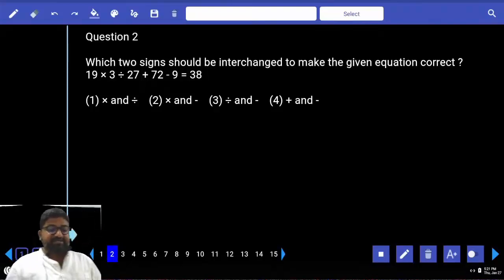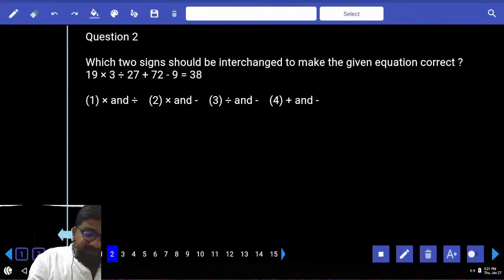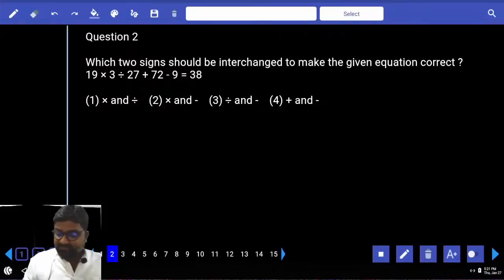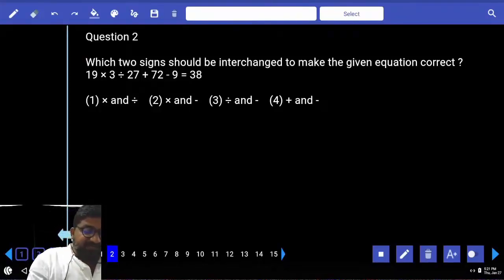Into and minus. So this becomes minus and this becomes into. Whatever you do, 72 into 9. What's the answer? 72 into 9? 648. Huge number, but my value should be almost close to 38. There is less possibility that this can be my answer. Directly I'll go for the third option. What is the third option? Divided by and minus. So this becomes minus and this becomes divided by.